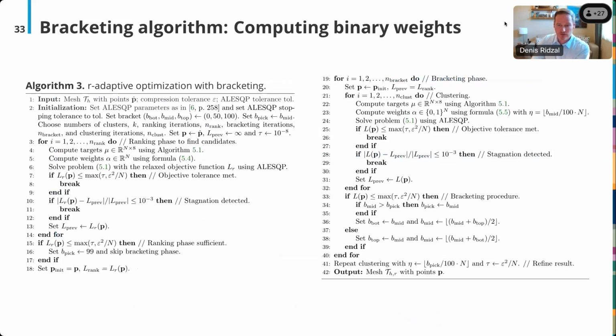Sorry for using the references from our preprint, which I will reference later. But basically, what it consists of is a ranking phase, which uses this relaxed objective function LR, and then it switches to this bracketing phase, which uses the binary weights and the bracketing procedure. So that's roughly the sketch. And in all of these steps, we use ALSQP to solve either the relaxed optimization problem or the one with the 0, 1 weights. All right.